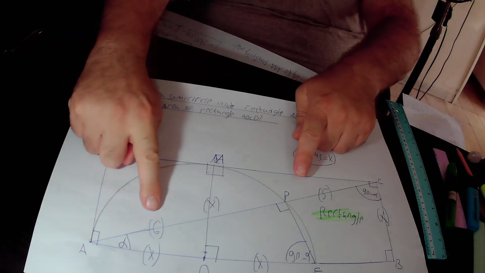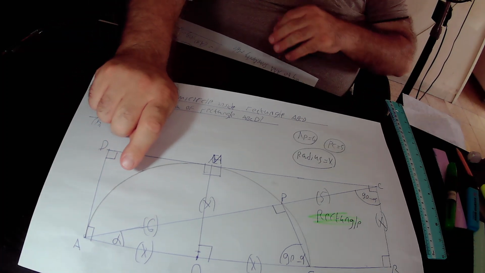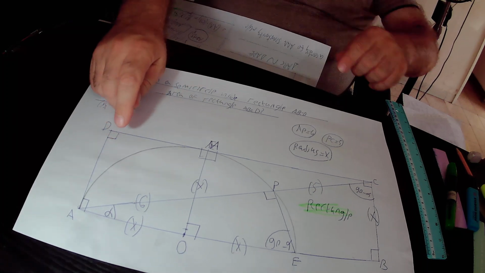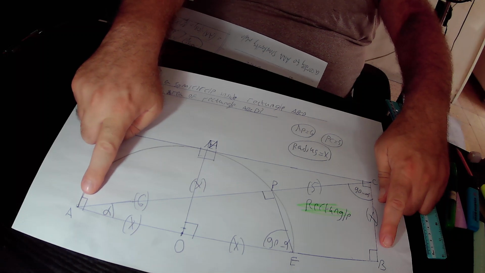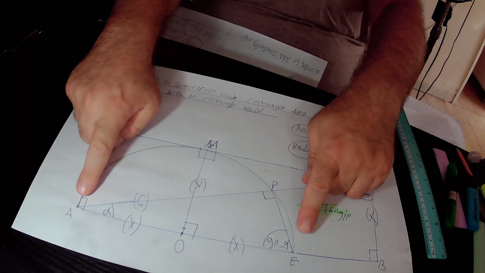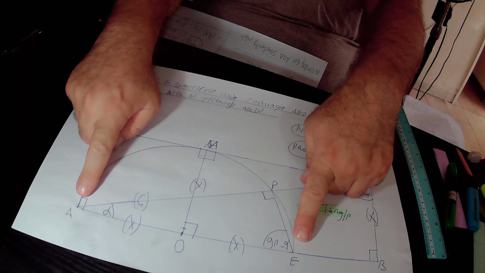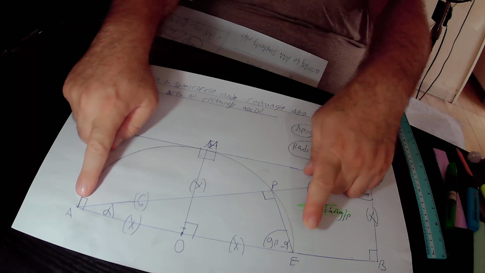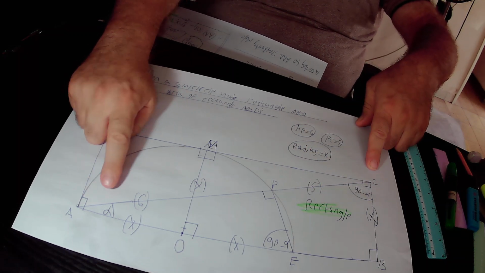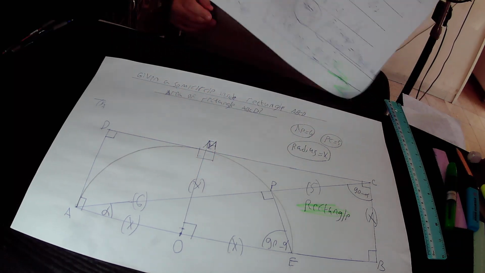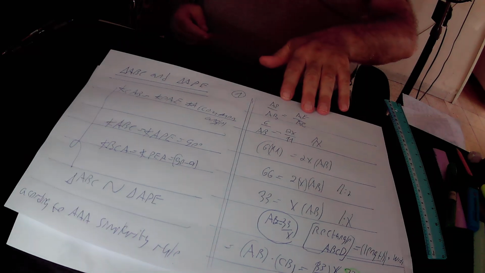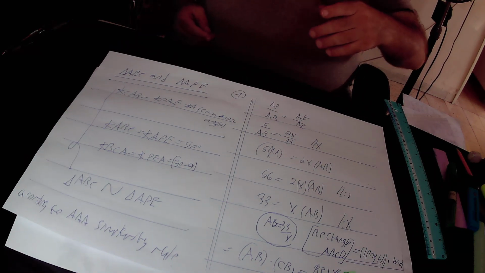AP is 6, according to what is given in the question, over AB. AB is the missing side, so we will leave it as it is, and it is equal to AE. AE is the diameter of the semicircle, that is 2x, over AC. AC in total equals 6 plus 5, that is 11. So in total, we found out that 6 over AB equals 2x over 11.